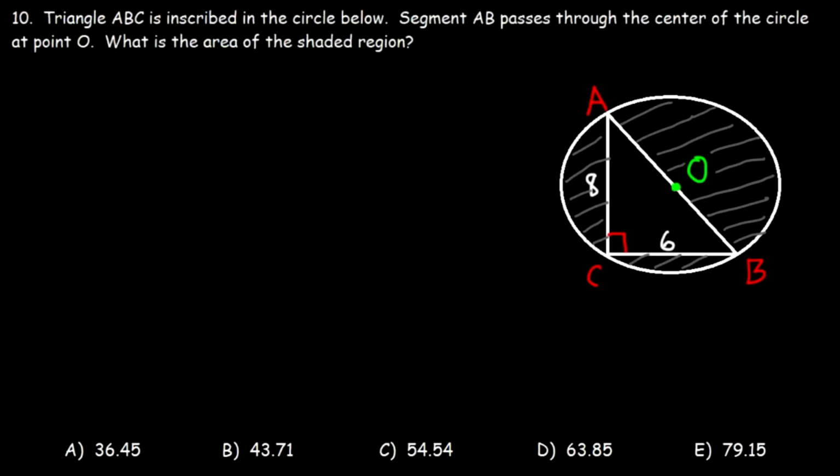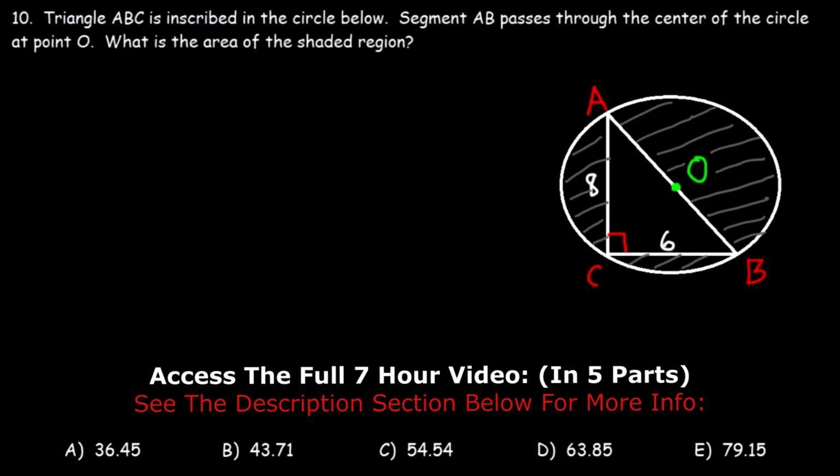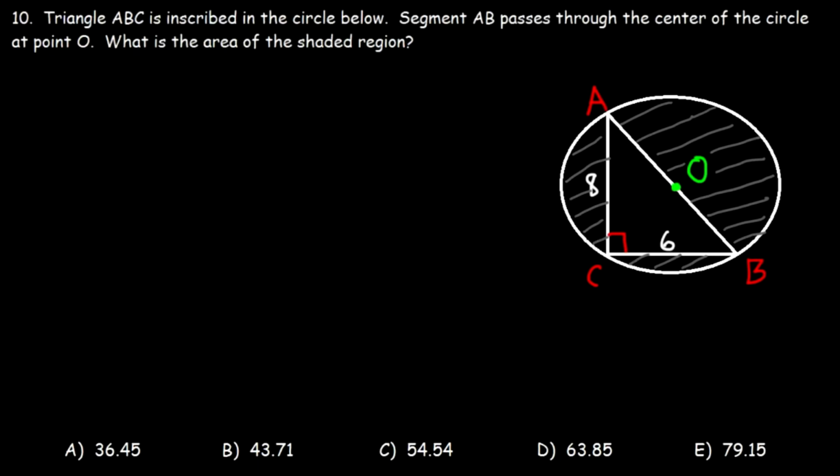Number 10. Triangle ABC is inscribed in a circle below. Segment AB passes through the center of the circle at point O. What is the area of the shaded region? Well, first, we need to realize that the area of the shaded region is the difference between the area of the circle and the area of the triangle.